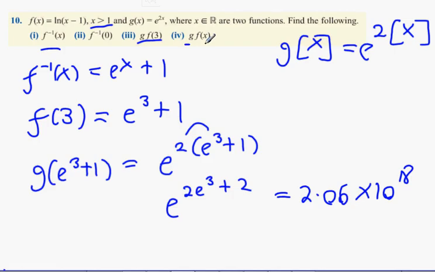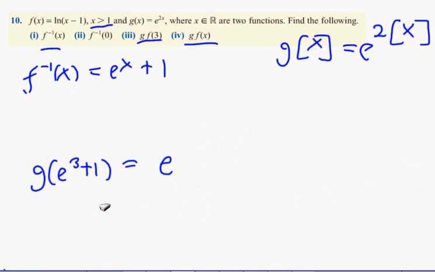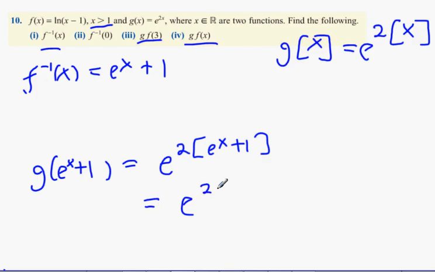g after f of x. So what g after f of x would mean is something similar to what I just did. It's going to be g of whatever is in the box. It's going to be g of e to the x plus 1. And that means e to the power of 2, whatever's in the box, which is e^x plus 1. Multiply it out. e to the power of 2e^x plus 2. As I said, remember, it's g of whatever is in the box. So we did the first function first, replace f of x with e^x plus 1, and then we put that into the g of x function.